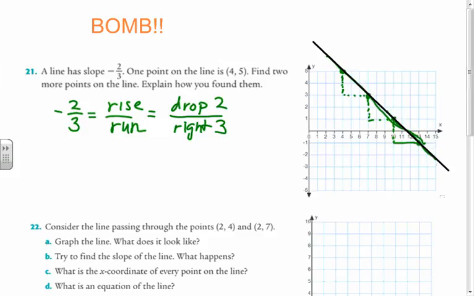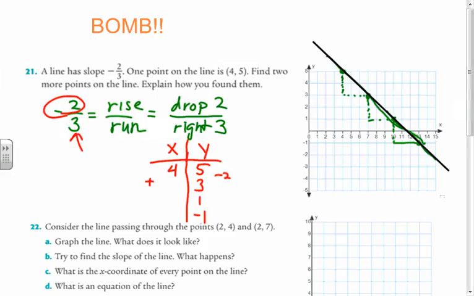You could also do that on a table. Let's say we have an XY table. And we start at the point 4, 5. X is 4, y is 5. Y is the rise, so consider -2 as my rise. So if I subtract 2 from 5, I get 3. Subtract 2 from 3, I get 1, and so on. And 3 is my run.